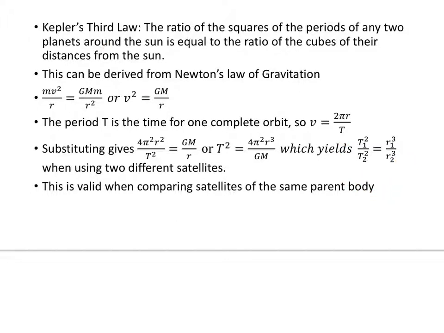By the way, this is valid when comparing satellites of the same parent body. In other words, this has to be two planets that are, for example, orbiting the sun. The reason that's true is because the two planets must have the same value here, this capital M, which we canceled out when we did the ratio.